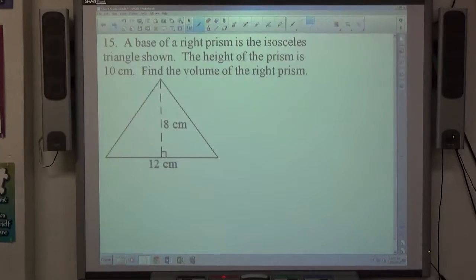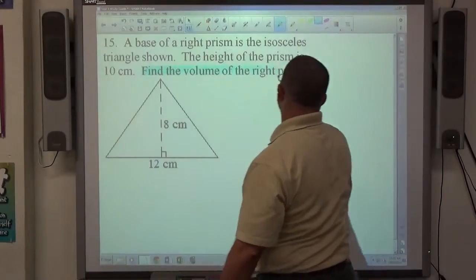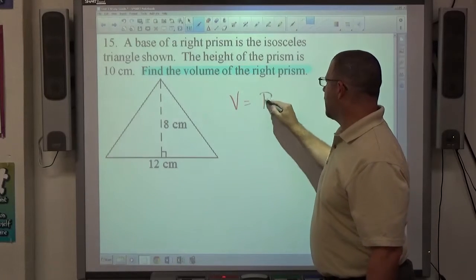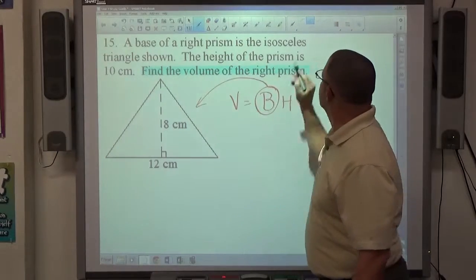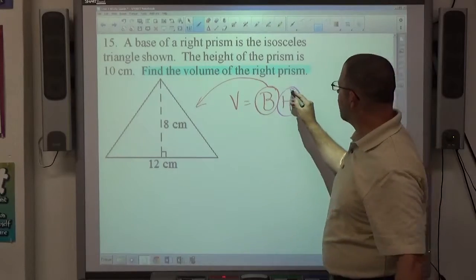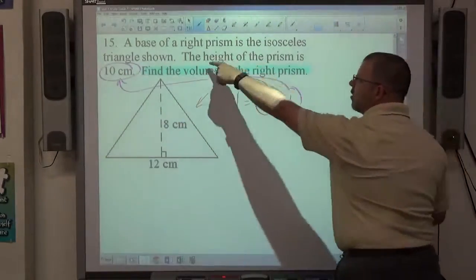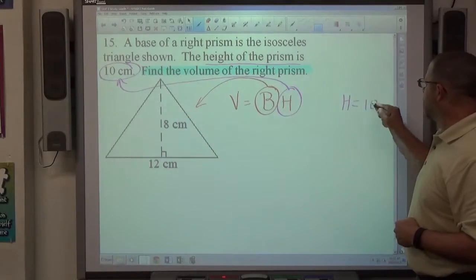Number 15. A base of a right prism is the isosceles triangle shown. The height of the prism is 10 centimeters. Find the volume of the right prism. So the directions say to find the volume of the right prism. And the volume formula for a right prism is area of base times height. Area of base comes from the base, and height comes from the 3-dimensional picture, which I don't have a 3-dimensional picture, so therefore it comes from the words. The height of the prism is 10 centimeters. So h equals 10. I've already got that figured out.